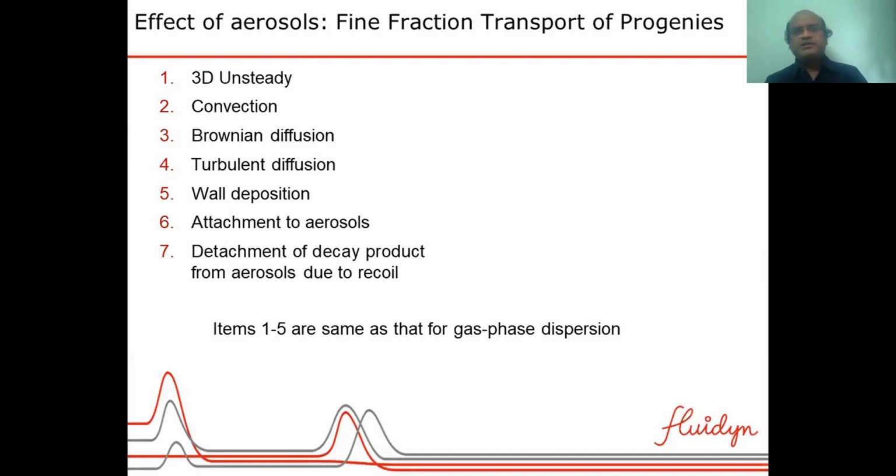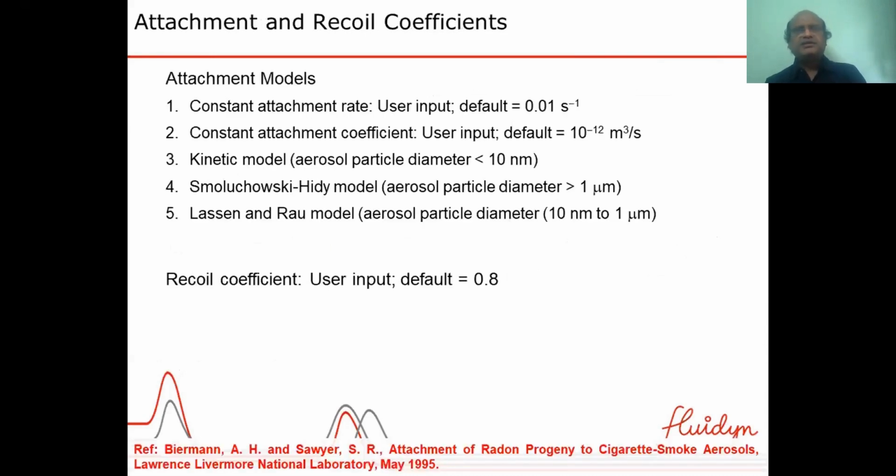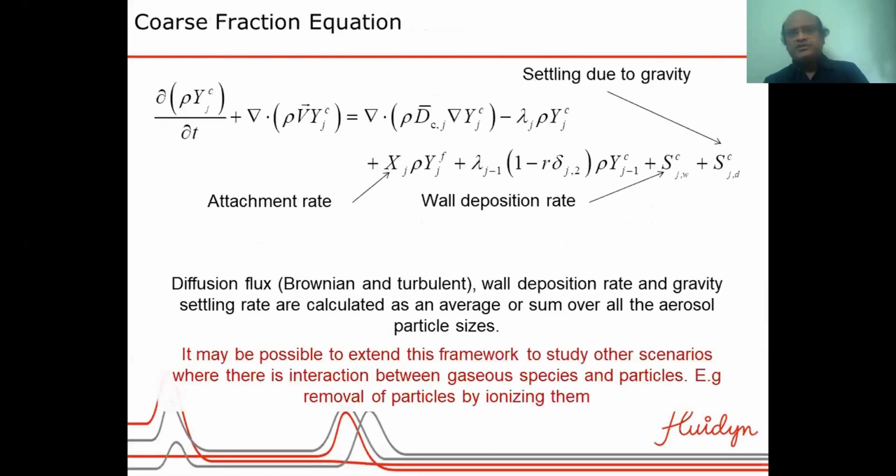These can be considered in our model. We have considered all these things. We have developed an Eulerian model to model the transport of aerosols and the decay product transport. These are modified with various source terms and so on. And the calculations are done.